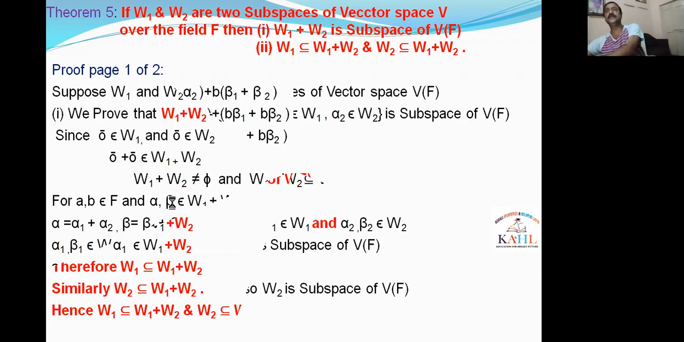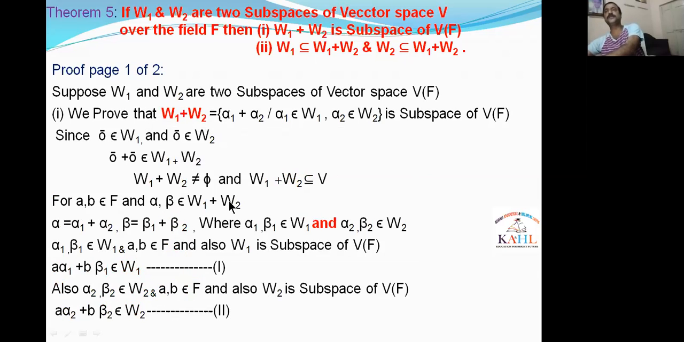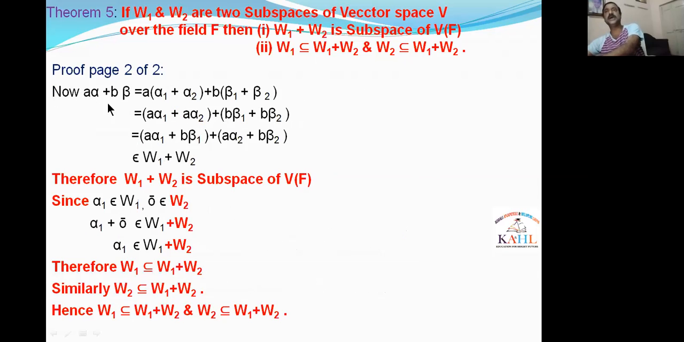What is that? Alpha, beta taken in W1 plus W2, a, b are scalars in F. Then a alpha plus b beta belongs to W1 plus W2. That means W1 plus W2 is a subspace of V of F. The first bit is over. Now we prove the second bit.